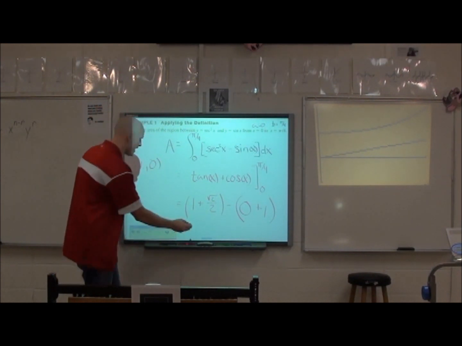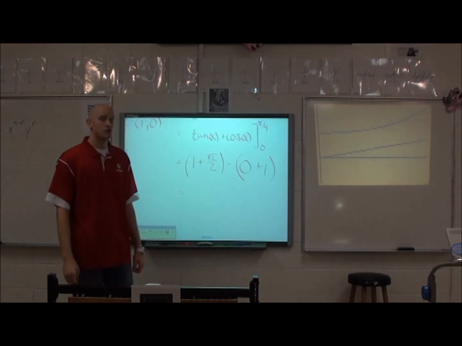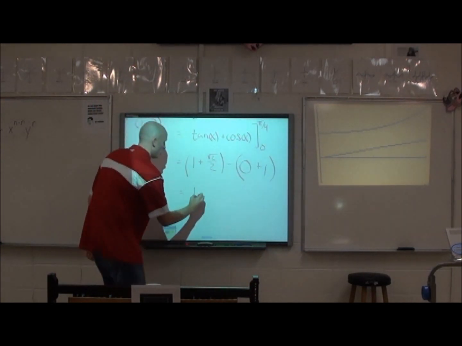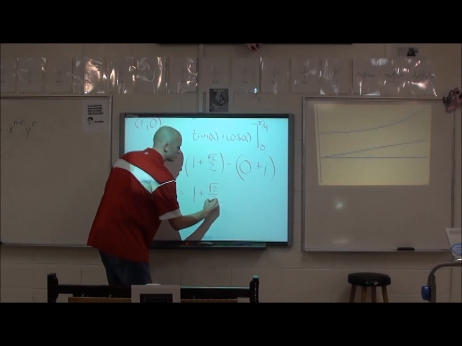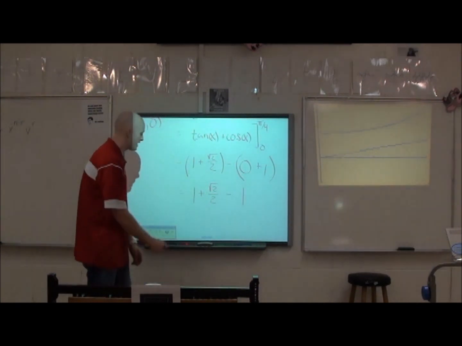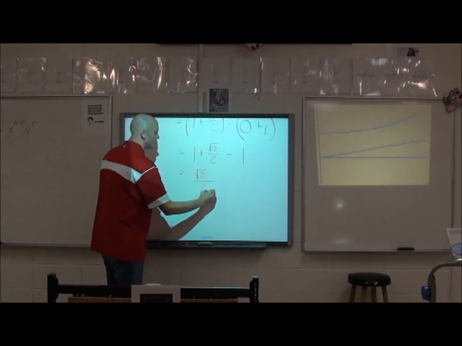We now simplify. 1 plus the square root of 2 over 2 minus 1. So we have 1 plus square root of 2 over 2 minus 1. 1's cancel, and you have an answer of the square root of 2 over 2.